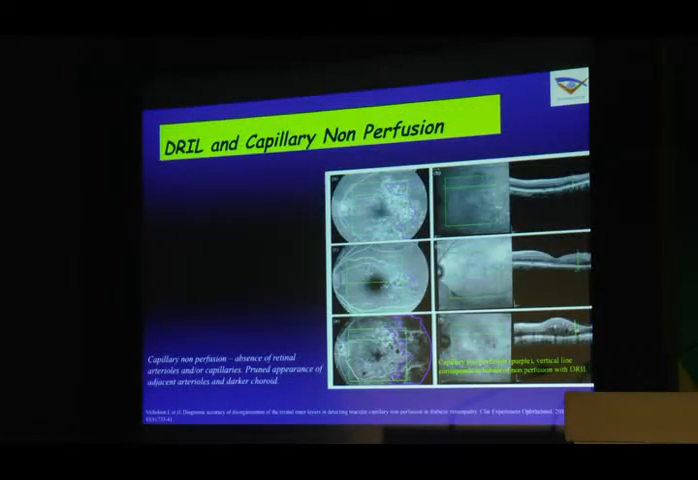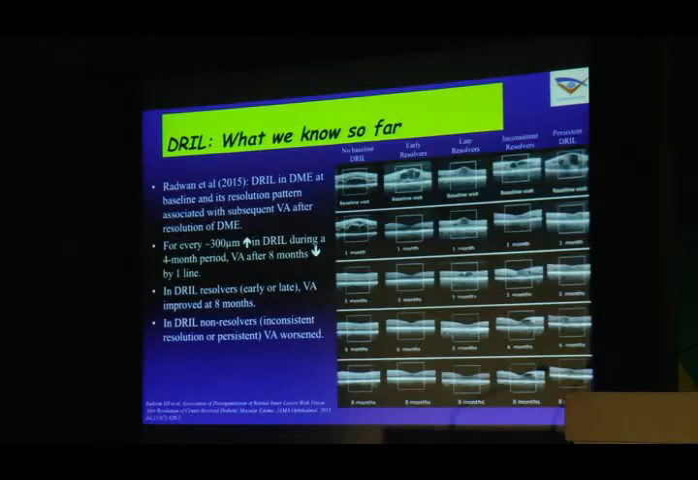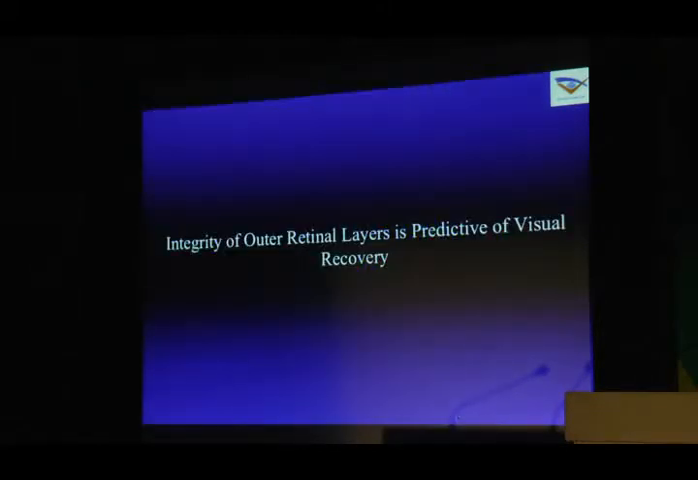So this has also been linked with the amount of capillary non-perfusion found in connection with DRIL when it was correlated with OCT angio, where they could show that enlarging areas of non-perfusion on OCT angio corroborated with the presence of DRIL. And this is a beautiful paper which showed that with a 300 micron increase in DRIL during a 4-month period, the visual acuity after 8 months dropped by 1 line. And this is the OCT angio which showed correspondence of DRIL with the integrity of the outer retinal layers.